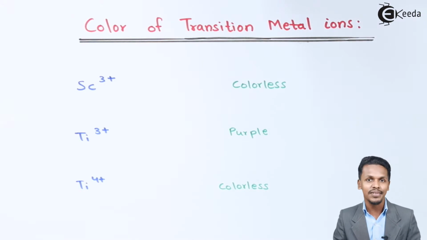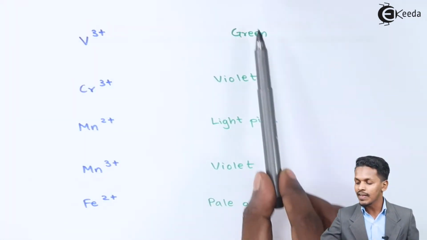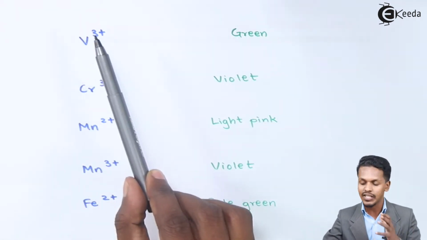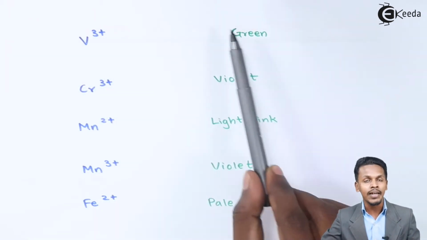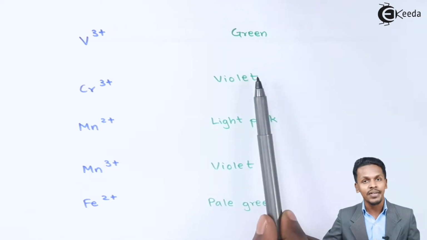Talking about the next ion, the Vanadium 3+ ion. Vanadium 3+ is green in color, that is, those compounds in which the central atom, vanadium, has an oxidation state of 3+ are green in color. Talking about the next one, Chromium 3+ ions are violet in color.